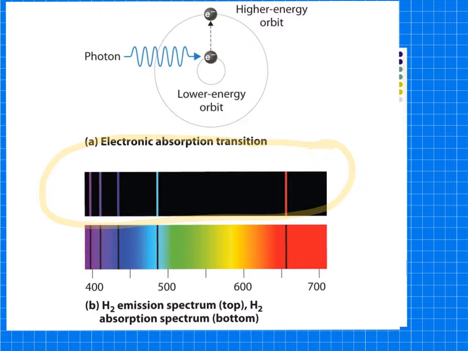Now, the absorption spectra is this guy here. And we see the brightly colored background, and then we see where the light has been absorbed. So as a result, you end up with these black bands.